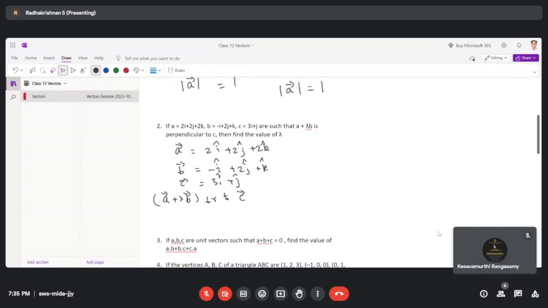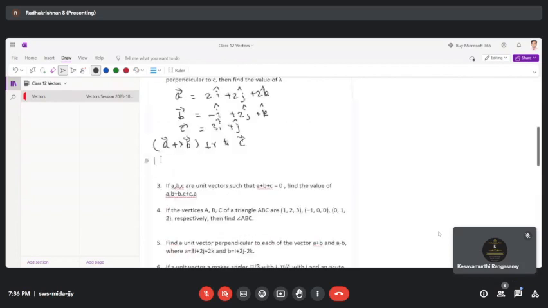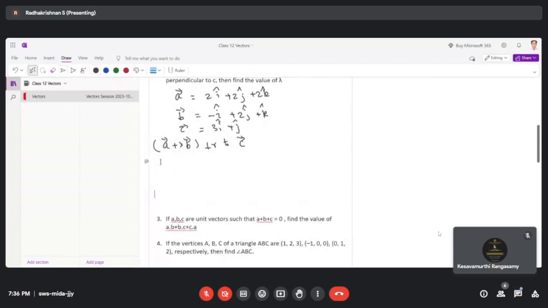So how can we do this? Let's write down what is A plus lambda B. Equal to 2 minus lambda, I'm simply adding A and multiplying B by lambda, 2 plus 2 lambda.